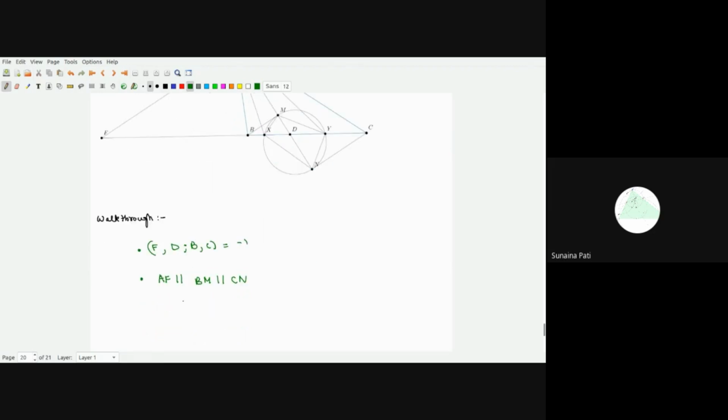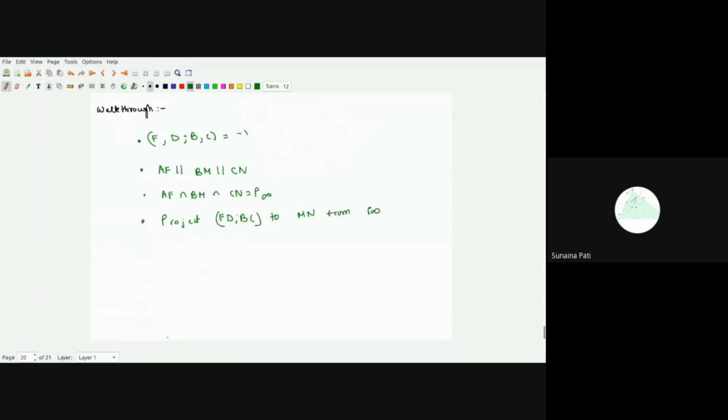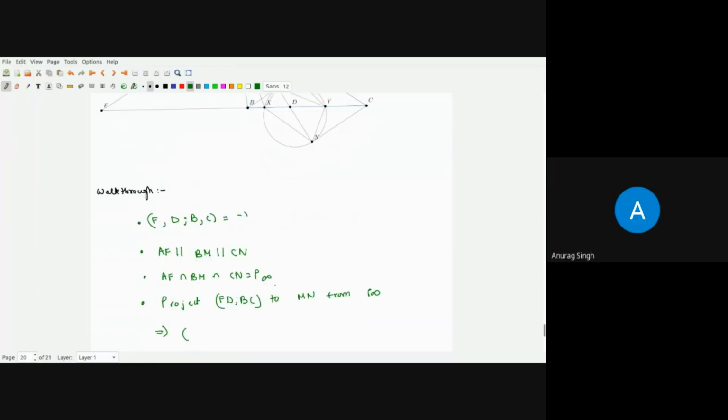So remember how we defined the point at infinity. AF and BM intersect at the point at infinity. Now, as Siddharth said, you will project from the point at infinity the harmonic bundle FDBC to the line MN. Actually, then we can get a nice projection. And then exactly, we can easily project to X and Y. So we are done.